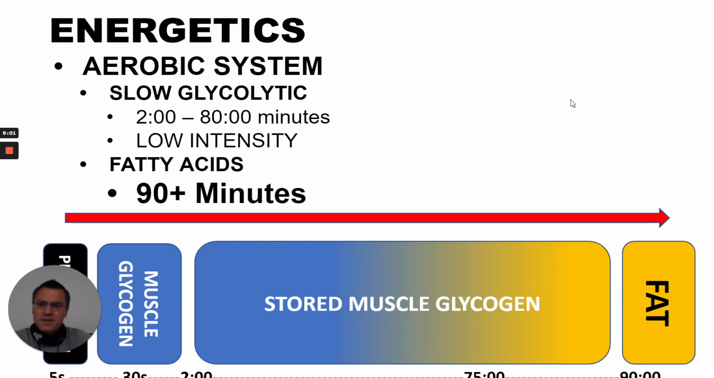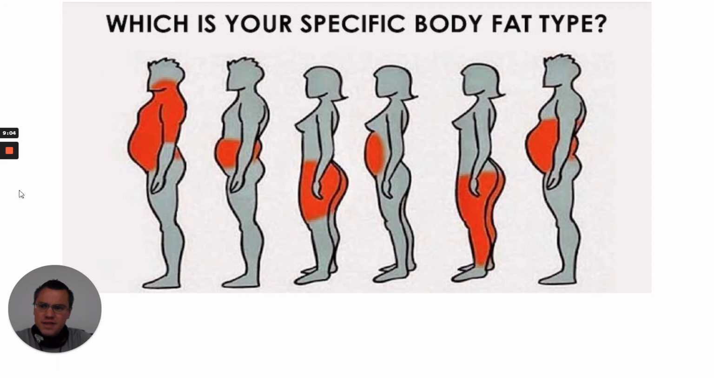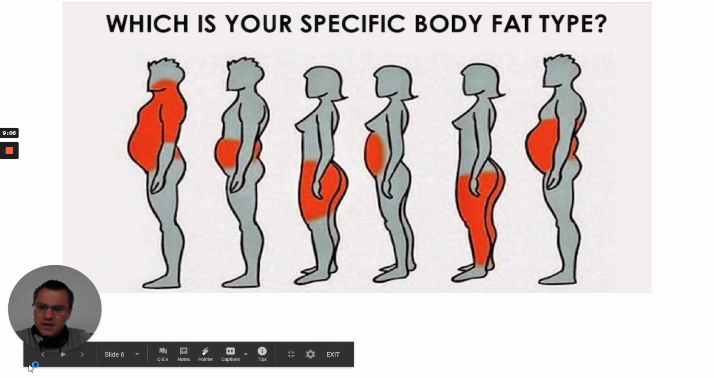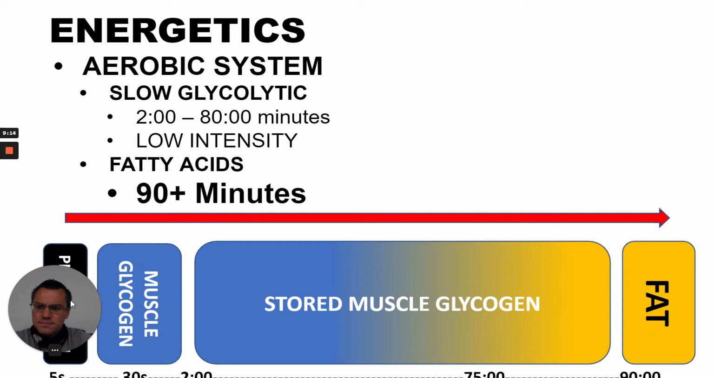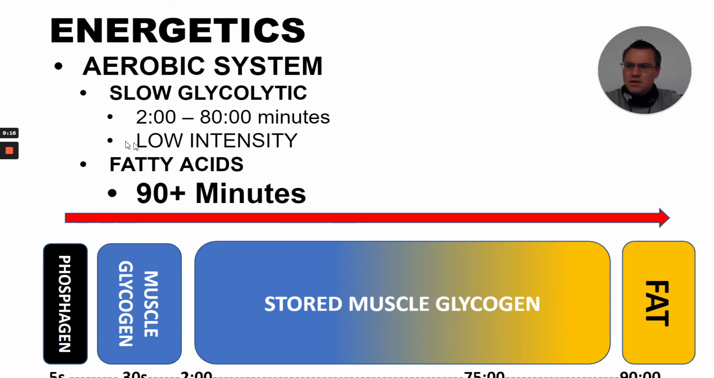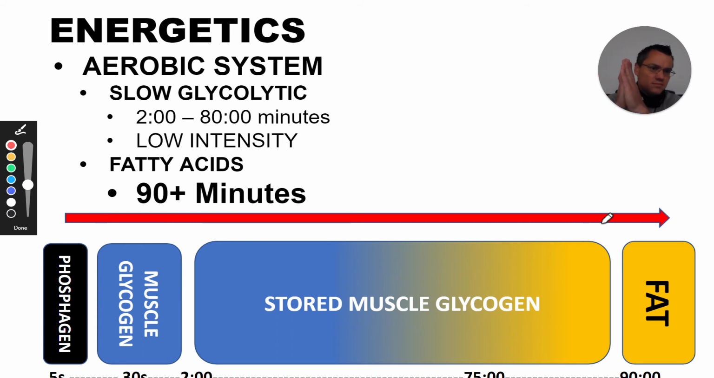One way I like to explain it is that the phosphagen system is kind of like rocket fuel. So when you need to go really, really intense, really, really hard, and complete something that's very, very difficult, you want to use your rocket fuel.